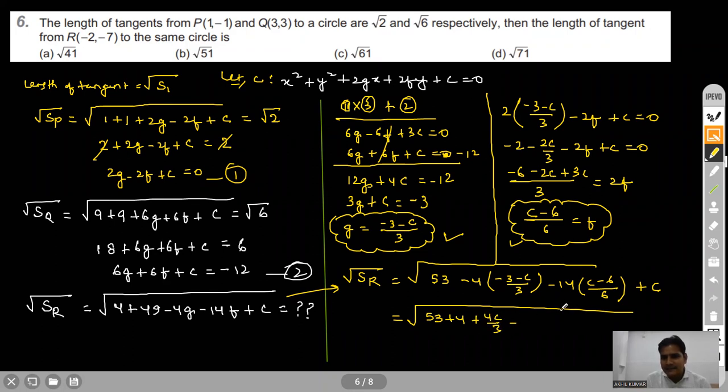And here we get minus 7C by 3 plus 14, plus 14 and plus C. So here you see 4C by 3 plus C will be 7C by 3, and here minus 7C by 3, this whole thing got cancelled out. So we got 53 plus 4, 57, 67, 71. So this power of point with respect to R, or we can say length of tangent from R, is equal to root of 71. So this is our answer. So option D is correct. Option D is correct for this.